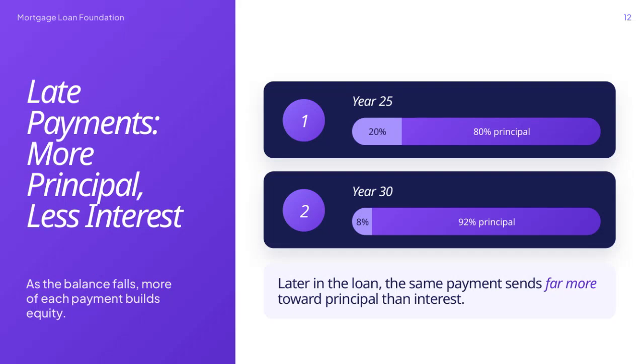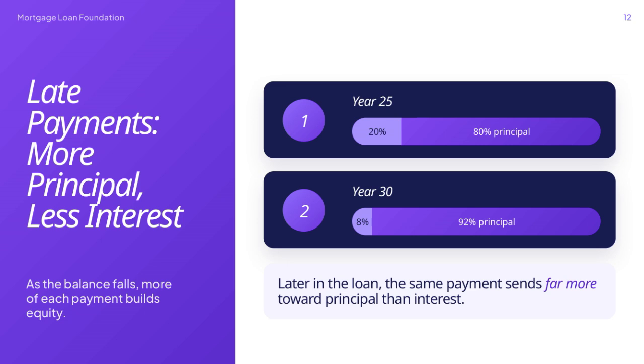When we talk about late payments on a mortgage, it's important to understand how payments are applied over time. Early in the loan, a larger portion of each payment goes toward interest, but as the loan progresses and the balance decreases, more of each payment goes toward the principal. For example, by year 25, about 20% of the payment might be interest and 80% is going toward principal. By year 30, this shifts dramatically, with only around 8% going to interest and a significant 92% paying down the principal. This shift means that later in the loan, your payments are building equity much faster, since more is applied directly to the principal balance.